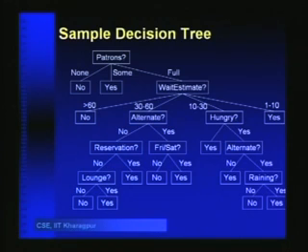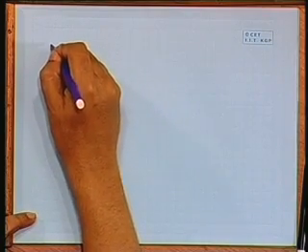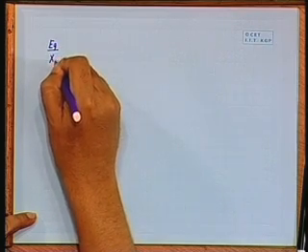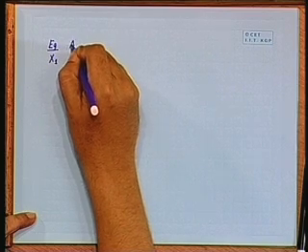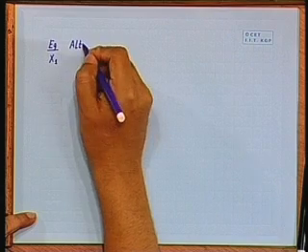Now, how do we learn such a decision tree? So, let us first see what the input is. The input will be a set of cases, a set of samples. For example, I will write the example here, example x1, and then I have all the variables here. So, it is like a truth table.